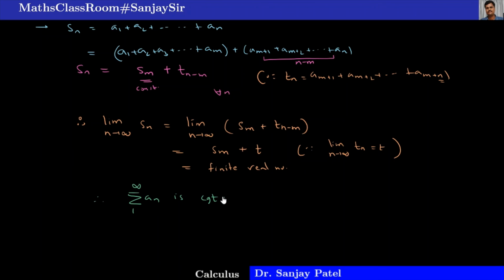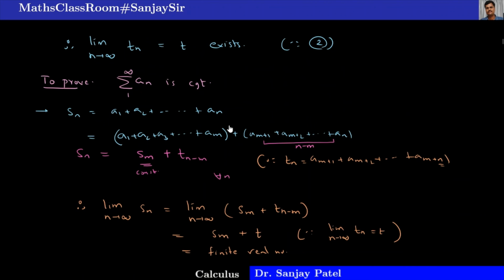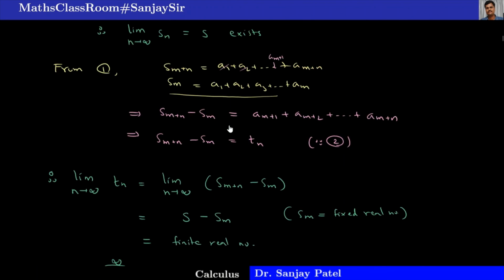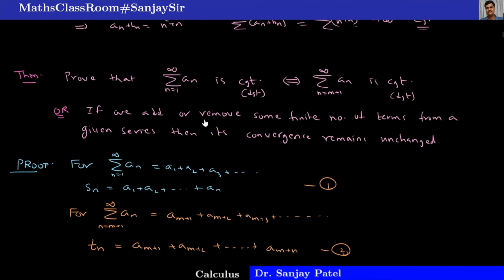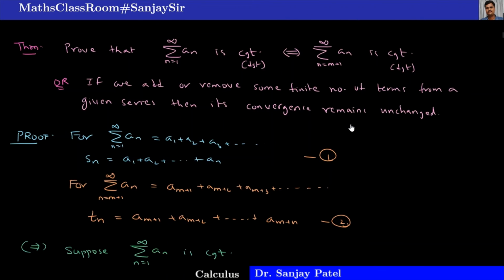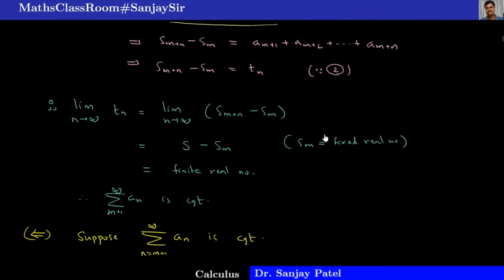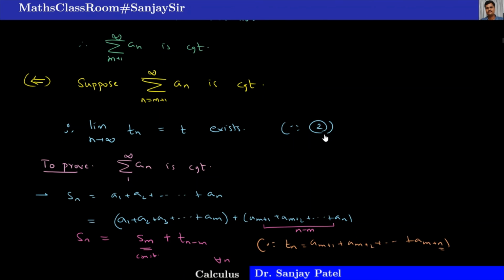Okay, so we have proved that if you add or remove some finite number of terms from a given series, then the convergence remains unaffected. So if a given series sigma an is convergent, it remains convergent. If it is divergent, it remains divergent if you add or remove some finite number of terms. Okay, so this is also a very useful result, and we are going to use it in some theorems later on. Okay, so thank you.